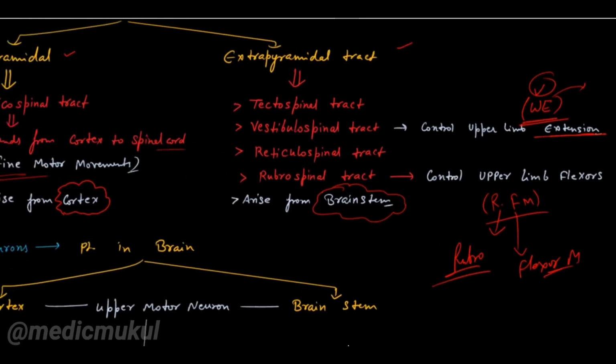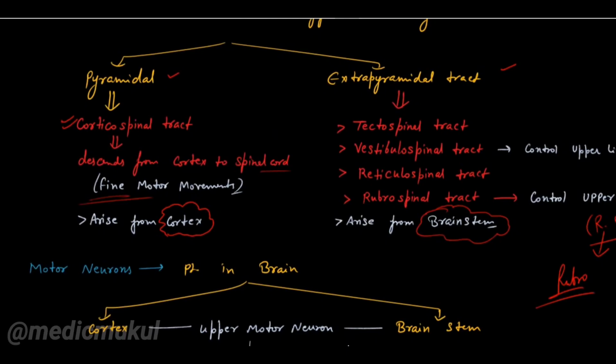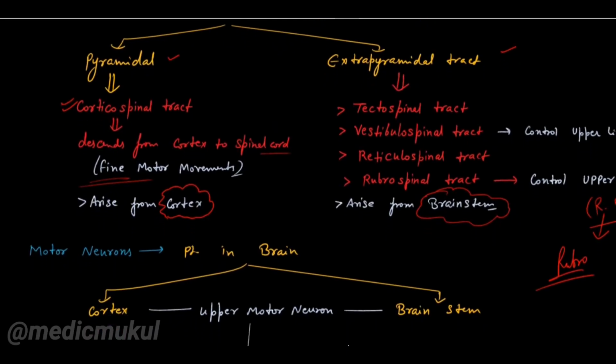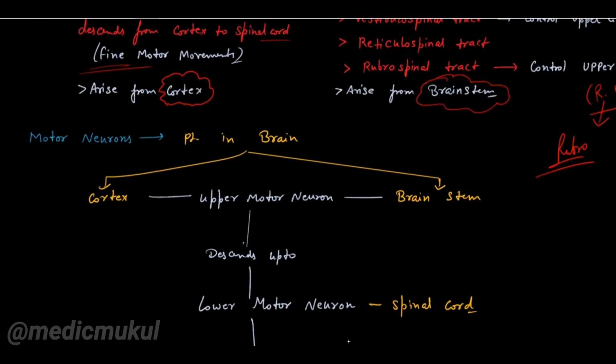Okay. Then the reticulospinal tract and the tectospinal tract. Got it? So these are pyramidal and extrapyramidal tracts. Nothing more with it. Motor neurons present in the brain. Okay, the motor neurons. Let's start from the motor neurons from the beginning.